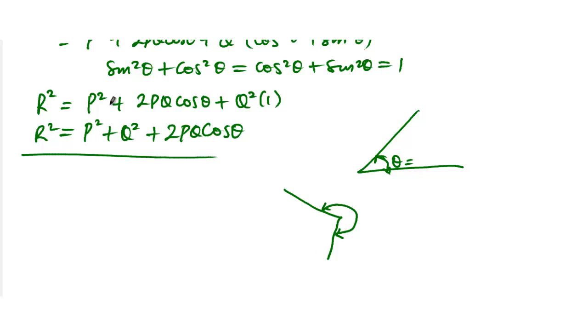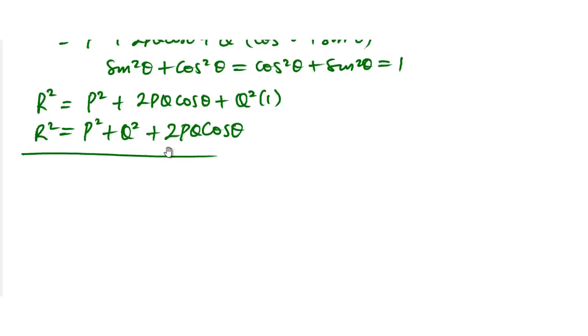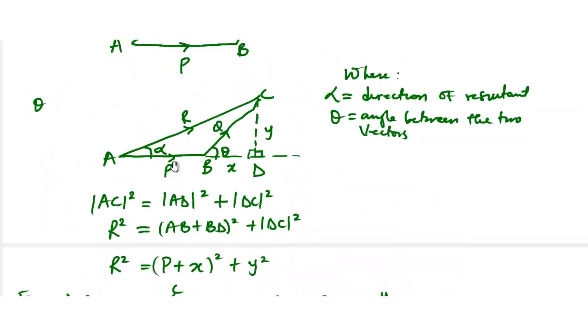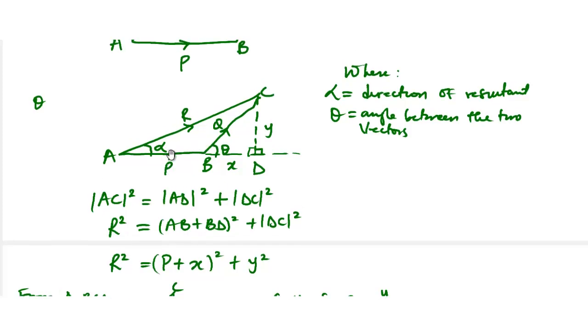Now let's look at how to determine the direction of the resultant. How do we determine the direction of the resultant? Basically, the direction of the resultant is actually this. We are looking for alpha from this triangle, and we can actually determine alpha with ease. You can use either SOHCAHTOA and TOA. How do I know?